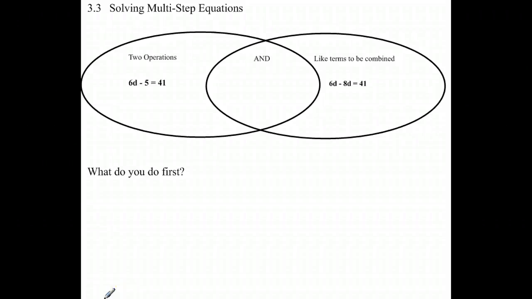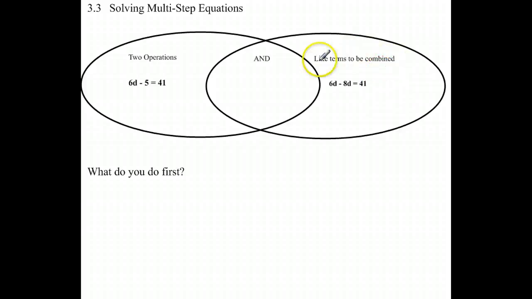We're going to be taking notes on solving multi-step equations. In the last section, we talked about solving equations when we have two operations. In this example, we have multiplication and subtraction. So we would get rid of our subtraction first, and then our multiplication by adding and dividing.